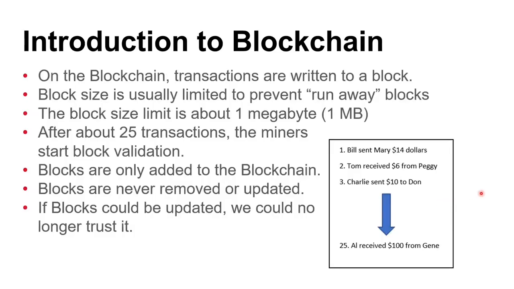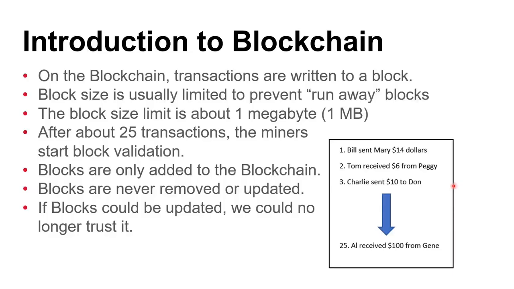So on the blockchain, transactions are written into a block, and a block is essentially a file. Block size is limited on most blockchains, usually to 1 megabyte. There can be exceptions to that, and that's usually done to prevent runaway blocks. Around 25 transactions go into a block, and again, that's just to keep order. Once we get to 25, 26, it's time to validate the block and then start on the next block.